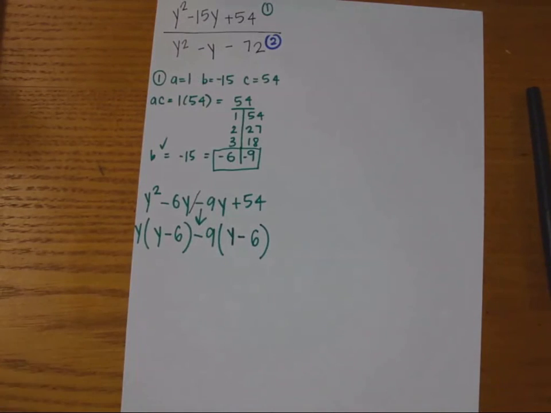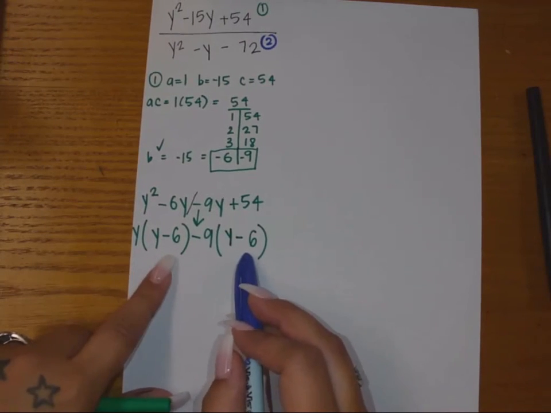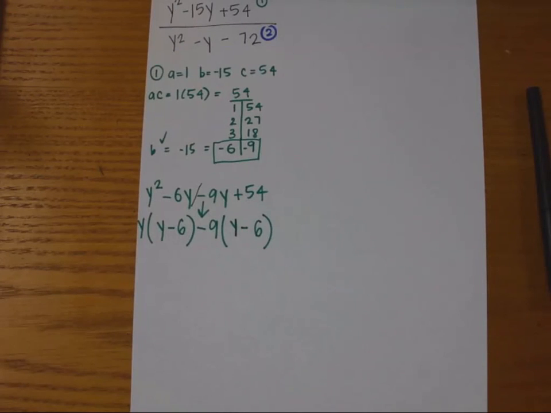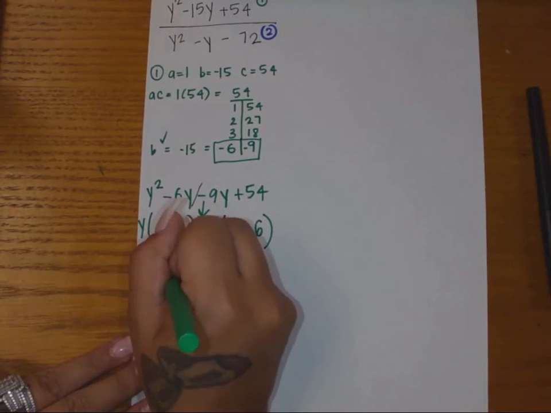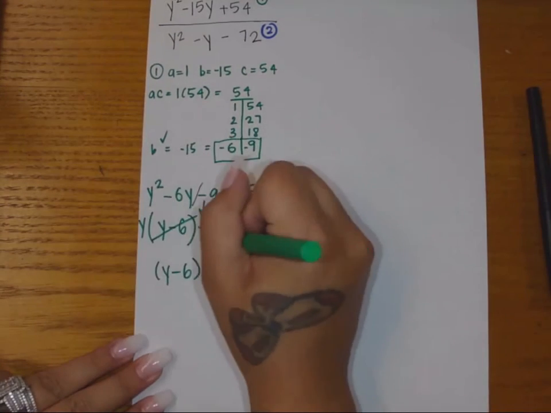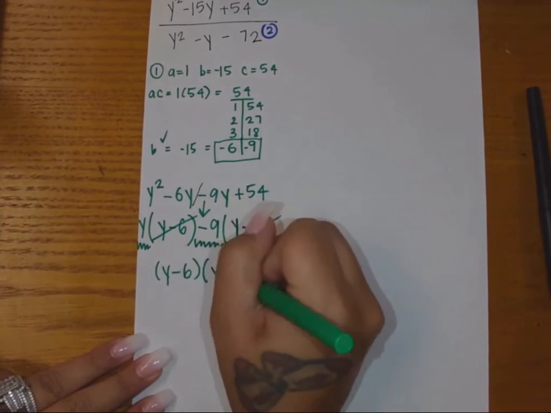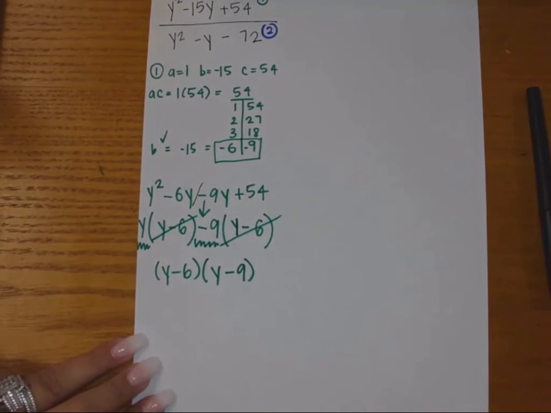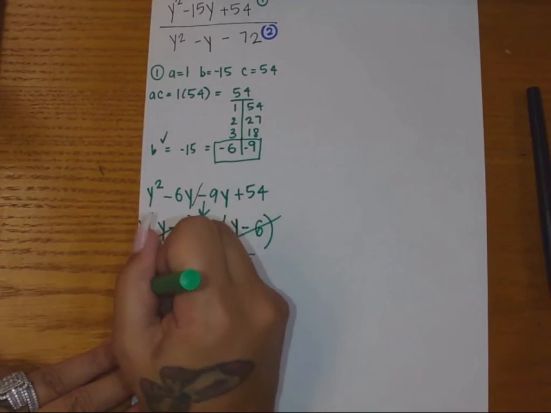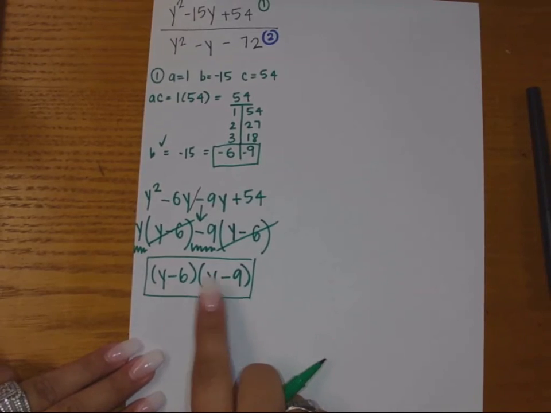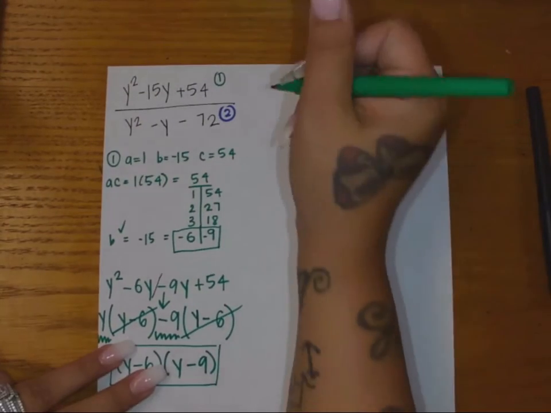Okay, so very important right here. We actually need to pull out a greatest common factor again, but what you could do is just check. Do both of these parentheses match? Yes, they do. What's inside of both of them is y minus 6. I only need to write down one of them. Then I'm going to look and see what's left over, and that is going to go into a set of parentheses with each other. So my numerator just now became these two factors, y minus 6 and y minus 9. So let me write that.